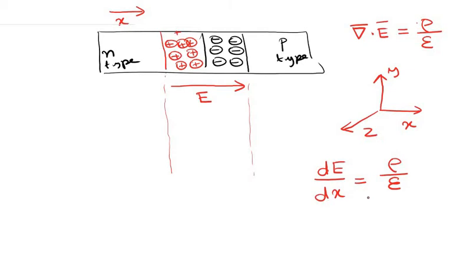Okay, and as we can understand, if this rho is positive, dE/dx is positive. So whenever the charge density is positive, the electric field should increase, and if the charge density is negative, dE/dx is negative, so the electric field would decrease.